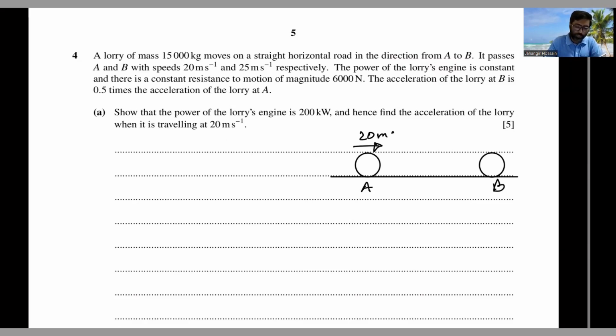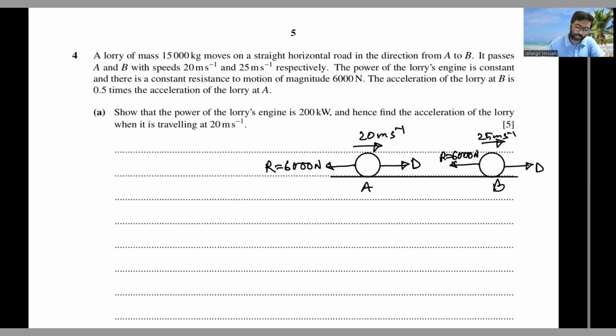Speed at A is 20 meters per second, and it has the driving force. The power is constant, so driving force equals P by V, that's P by 20. There is a constant resistance of magnitude 6,000 Newton, so resistance acts as 6,000 Newton, and there is the driving force. While it passes through B, its speed is 25 meters per second.